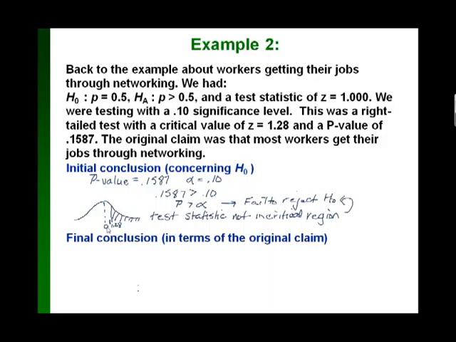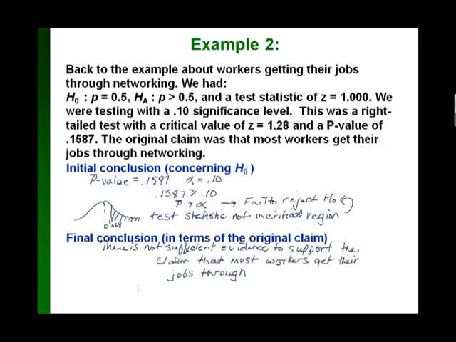Now, for our final conclusion, we want to go back to what the original claim was. Our original claim was that most workers get their jobs through networking, and this became our alternative hypothesis. If we're failing to reject the null hypothesis, that means that there's not enough evidence to support the alternative hypothesis. So there's not sufficient evidence to support the claim that most workers get their jobs through networking.